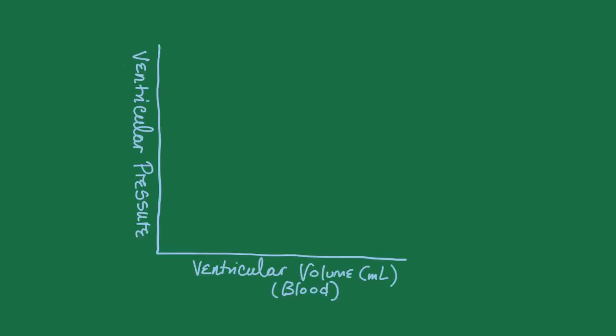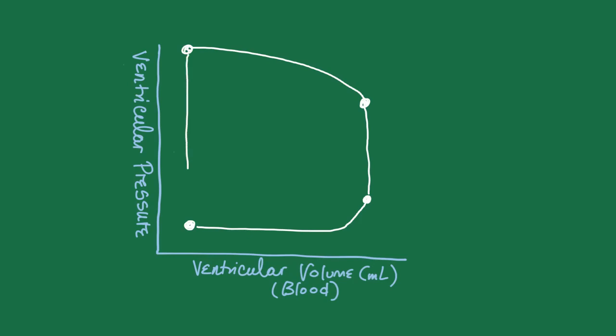Another way to represent the cardiac cycle is to use a graph. On the x-axis here we see ventricular volume of blood. This is the amount of blood that is inside the ventricle. The y-axis represents ventricular pressure. The four dots are the actions of the valves. The dot on the lower left corner is A, and that is AV valves open. B is AV valves close. C is SL valves open. And D is SL valves close.